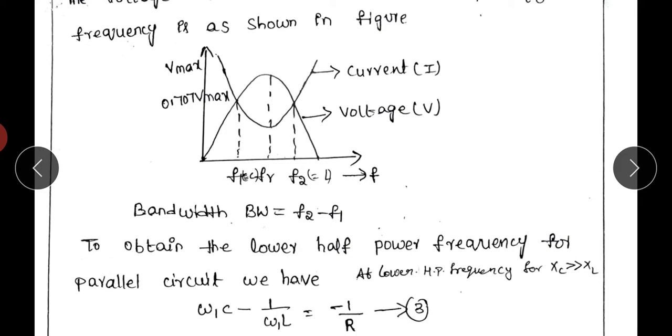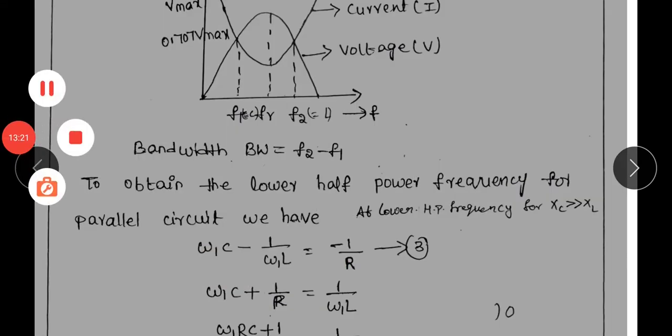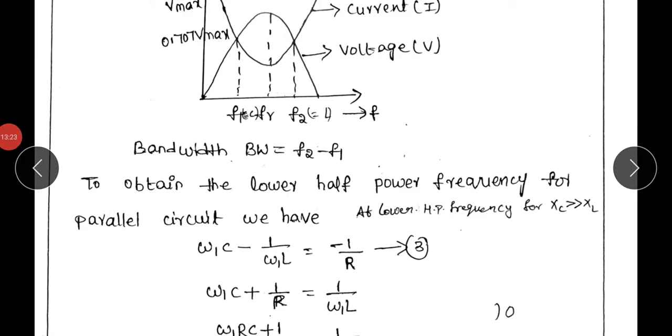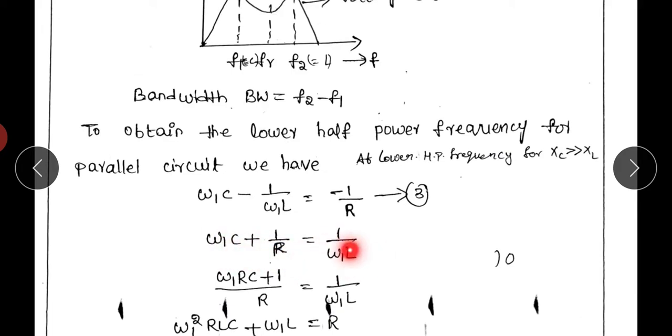Next, the bandwidth. We know that bandwidth equals f2 minus f1. Here f1 and f2 are called half power frequencies. f1 is the lower cutoff frequency, f2 is the upper cutoff frequency. Previously we derived this same relation in the series RLC circuit. Here also, at half power frequencies, the current value is 1 by root 2 times the current at resonance. By using that relation, we can write omega 1 into C minus 1 by omega 1 into L equals minus 1 by R. Let this be equation number 3. Or omega 1 into C plus 1 by R equals 1 by omega 1 into L.